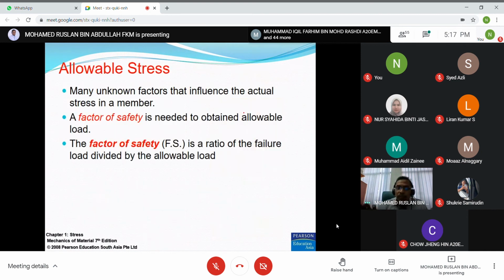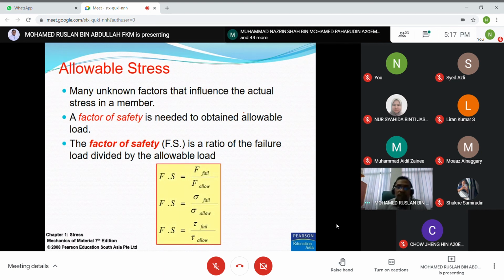So the next part is what we call allowable stress. This allowable stress is based on what we discussed before, which is based on sigma and also on tau. This is what we call allowable stress.